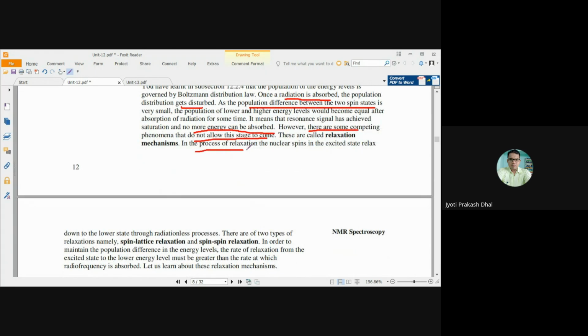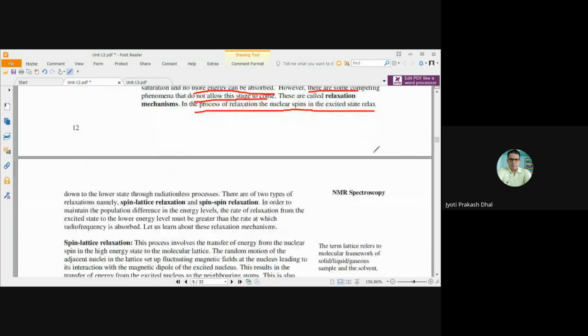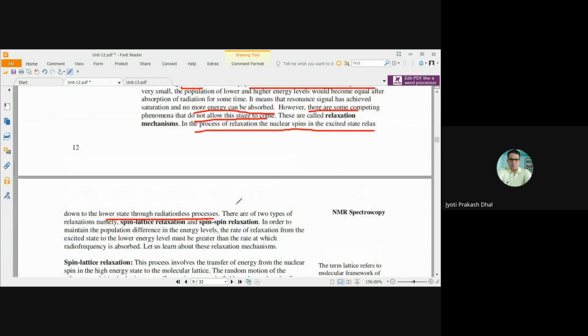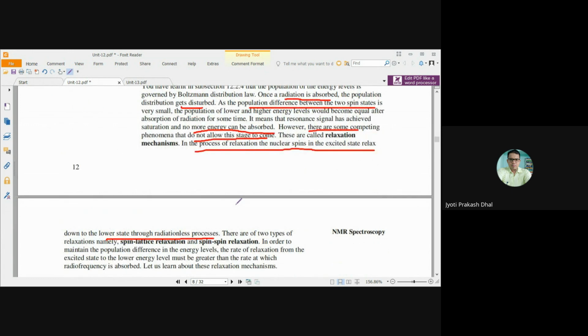In the process of relaxation, the nuclear spins in the excited state relax down to the lower state through a radiationless process. That means when the number of nuclei in the lower and higher energy states is the same, resonance would be achieved according to the theory, and no more energy would be absorbed. But this situation does not come. Why does this situation not come? That can be explained according to the relaxation mechanism.